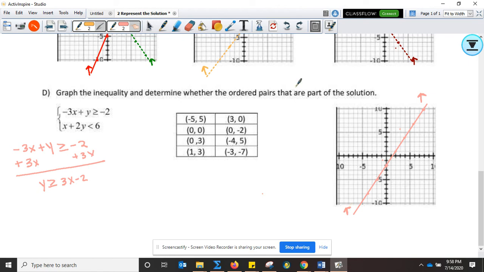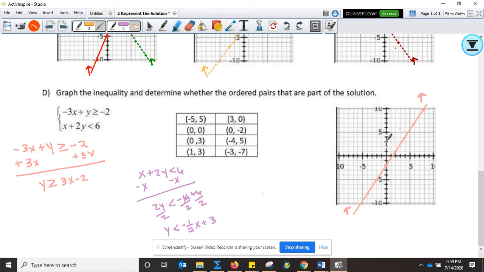Okay, so now let's graph the second one. Okay, so I have x plus 2y is less than 6. Subtract x. 2y is less than negative x plus 6. Divide by 2, and I have y is less than negative 1/2 x plus 3. Okay, so let's graph this.